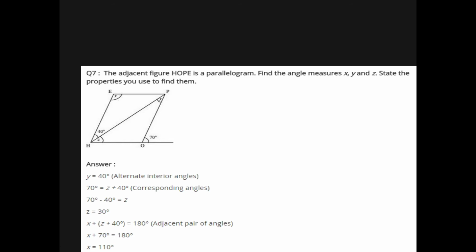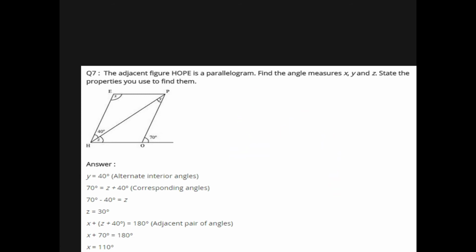Okay, this you have studied in previous classes, what is alternate interior, what is corresponding angle, what is adjacent pair of angles. Okay. So see, y is equal to 40 degrees. Where is y? See, this diagram is something like this. So these two angles which are in the interior and on the opposite side, these are called alternate interior. So y, here it is 40 and here it is y. So both are alternate interior angles.